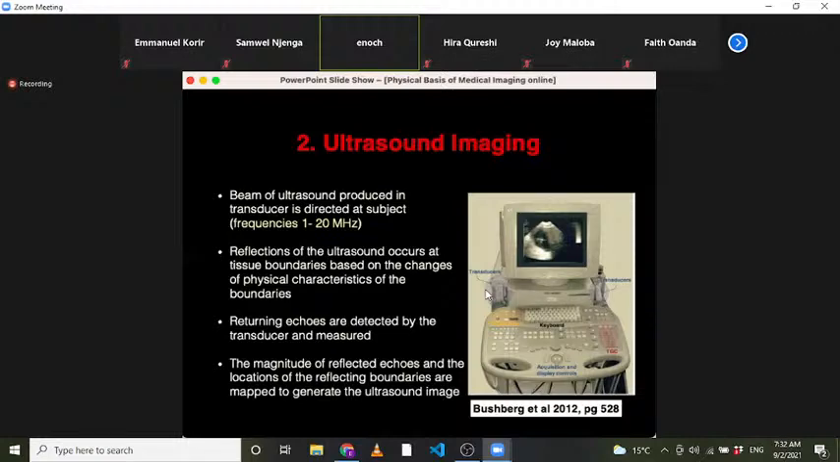So when sending in the ultrasound pulse, we first apply a voltage pulse across the piezoelectric crystal that is within the transducer, the probe. So it sets it to vibrate to generate ultrasound, which is then sent into the subject. So it will travel into the subject until the point where there is variation in the acoustic property.